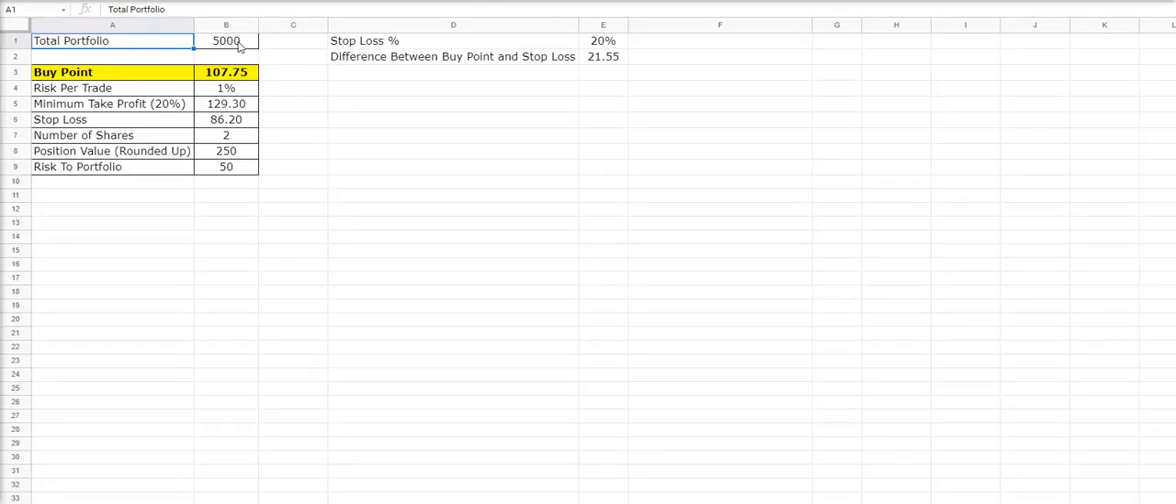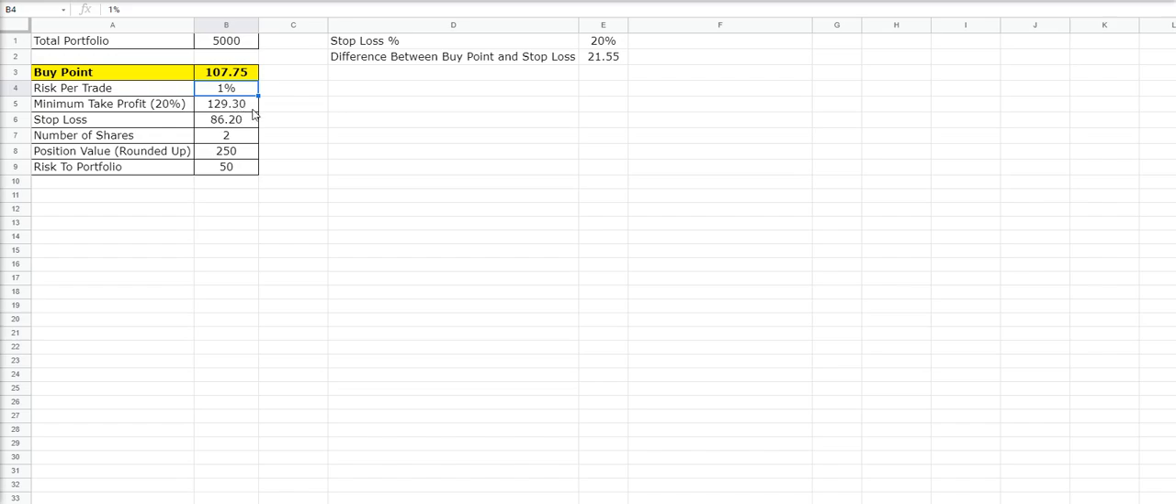In this example, I'm just going to use a modest portfolio of $5,000. My real portfolio is significantly higher than that, but I just want to show you for illustration purposes. So the buy point on SBUX is, as I said, 107.75. Because that's a breakout area and it could retrace back down, I'm only going to risk 1% on that trade. The take profit is going to be $129.30, and the stop loss is $86.20.